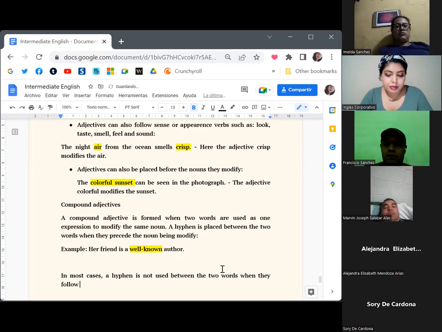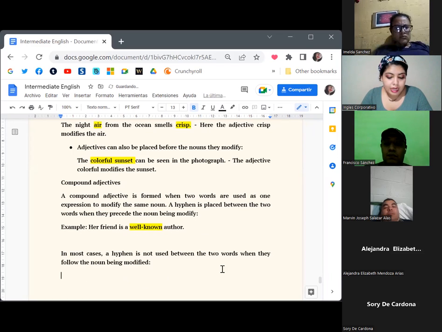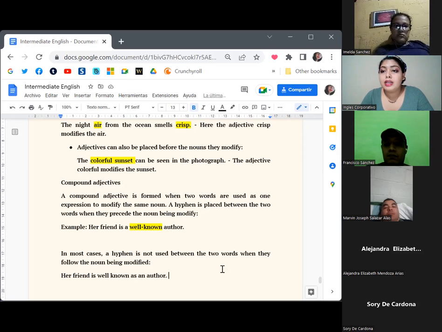They follow the noun being modified. So we have the example, and it says, her friend is well known as an author. So in this case, the word author is not the subject. In this case, it's her friend. Because in that case, we are saying that that person is well known as an author.